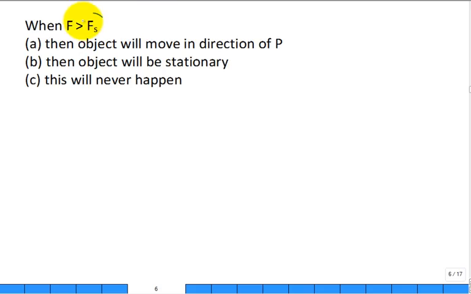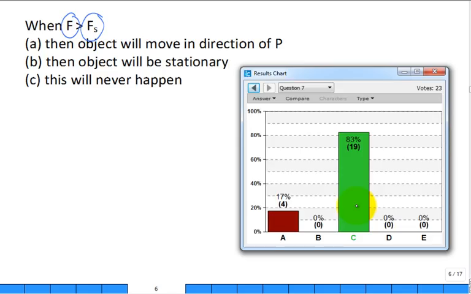What was F of S in words? The maximum or limiting static friction force, and it's opposing P. P wants to move it in that direction; it's going to impede or oppose it. What was F? I know I want to throw a subscript on it, but it's the actual friction force. The actual can't be greater than the maximum. So this will never happen. It just won't happen. All right.